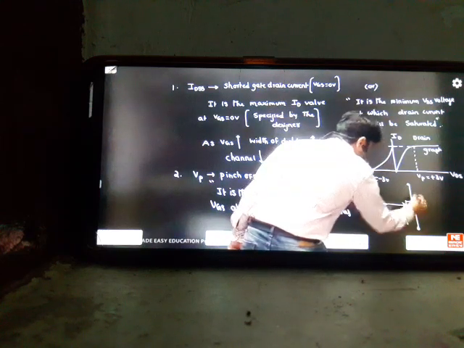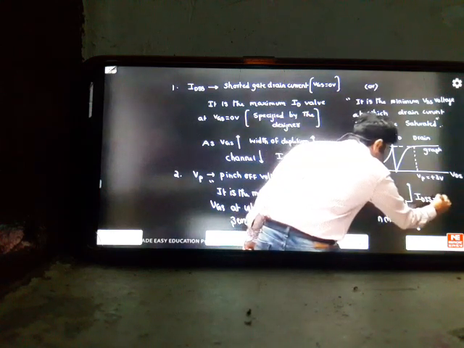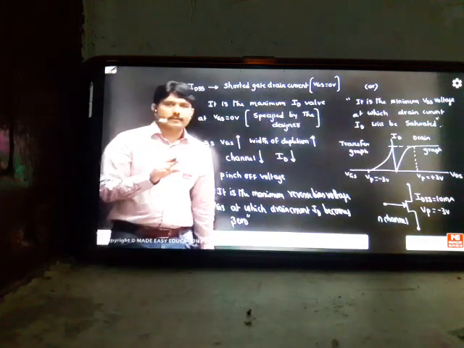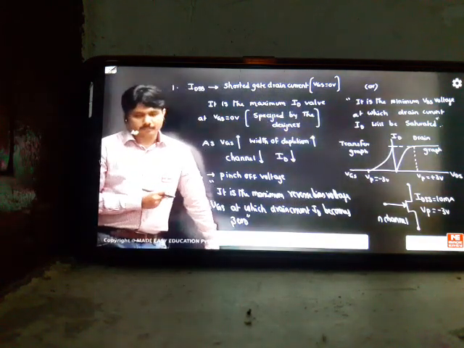This is an N channel. The examiner will give the data like this: IDSS is, suppose, 10 milliamperes. Pinch off voltage is minus 3. This is the way they will give the information. So I have seen that he has not given plus 3, he has given minus 3 there. So what is the meaning of that?